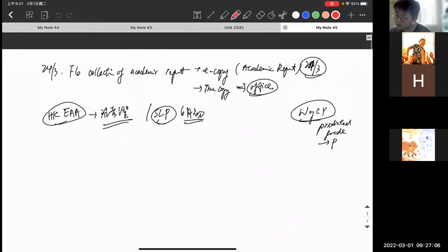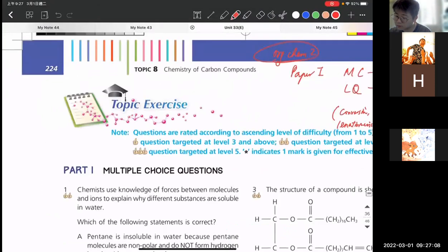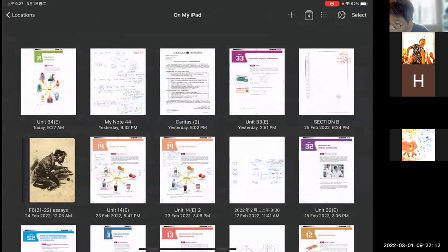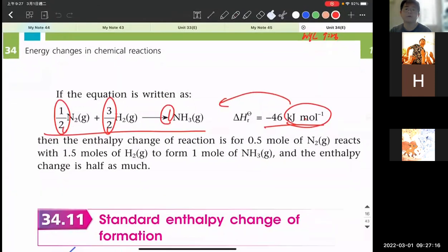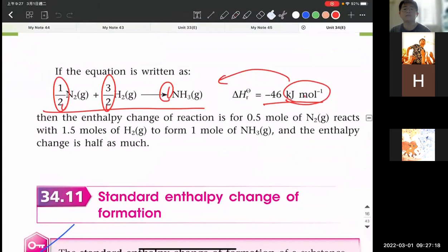Is that clear? Let me see. I can't find the metal. I just closed my book. Now, can you get my point? So it is minus 46 kilojoule per mole.